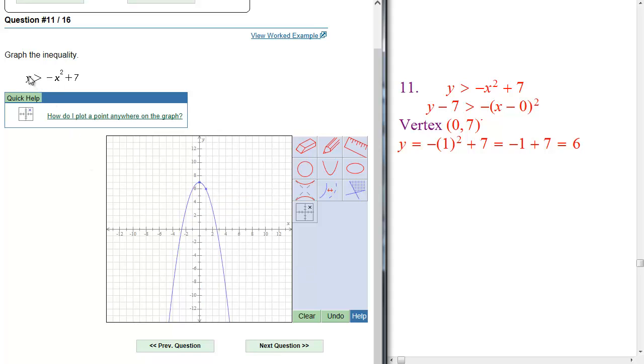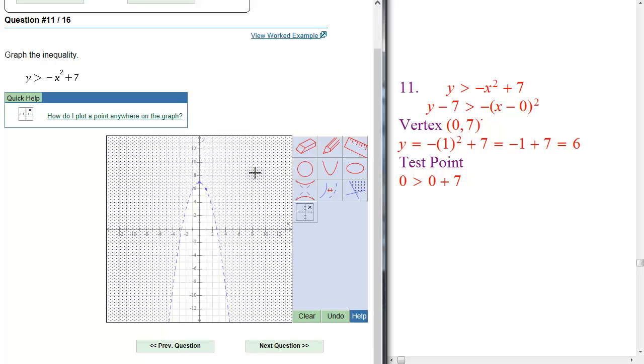Because it's greater than and not greater than or equal to, we know none of the points on the parabola are our solutions, so we have to make it a dotted graph. And now we have to do a test point. So what point do you want to pick? Say 0, 0. Plug in 0, 0, we get 0 is greater than 0 plus 7, which is false. And so that means you're going to have to shade that region. And we've done problems like that before.